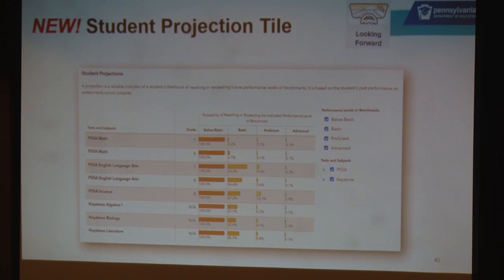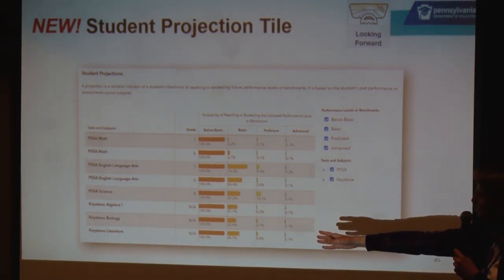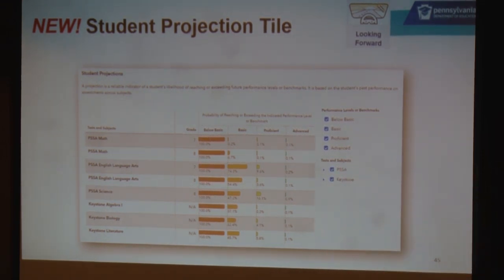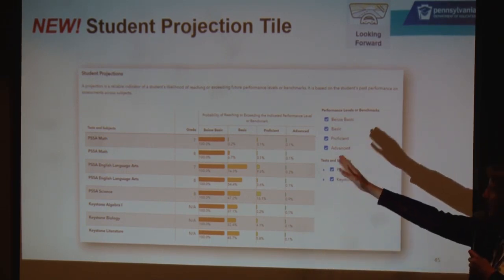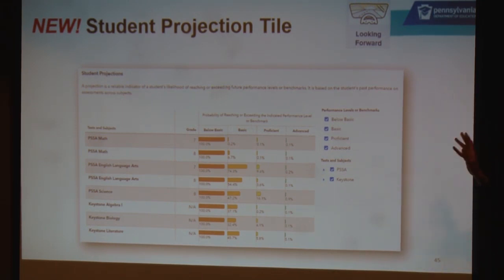So what this will show you is the percentage of likelihood that a student will fall in a range. So what's the percent likelihood that the student will be below basic? It's always 100%, because if you show up on testing day and put your name on the paper, you're guaranteed at least below basic. So that's always at 100%. And then basic, proficient, advanced, those are based on your testing history.